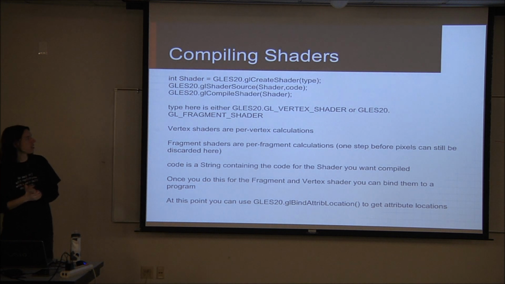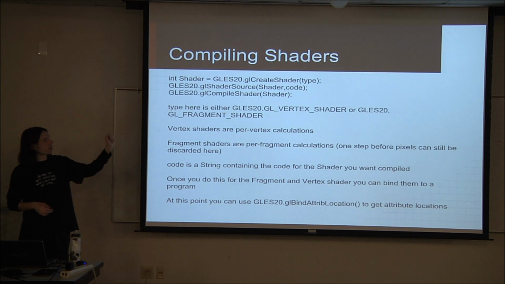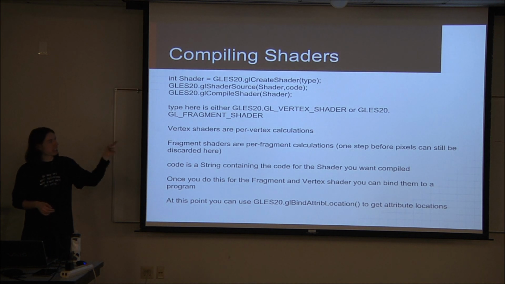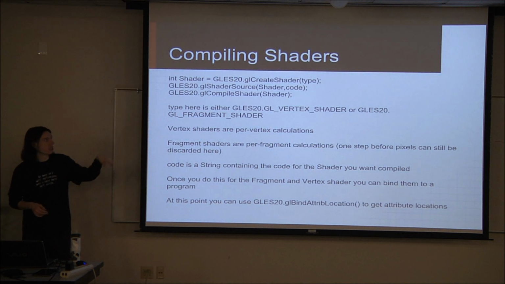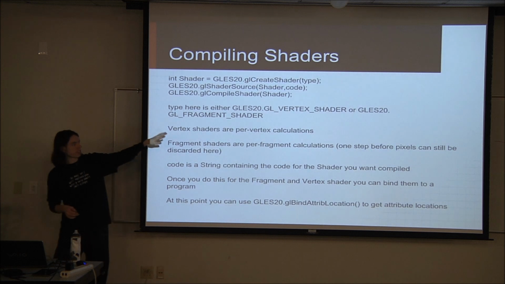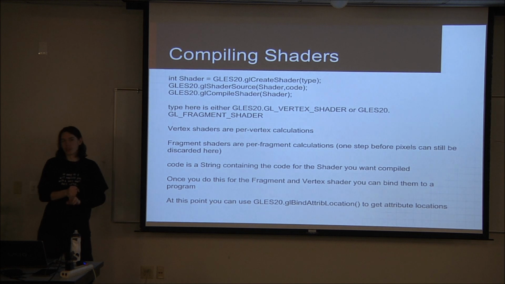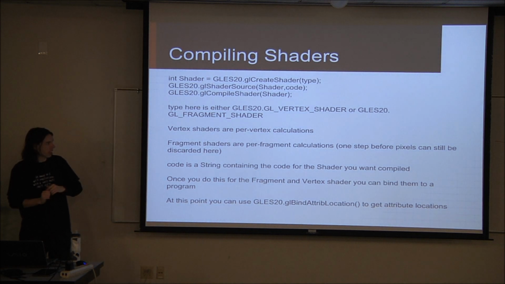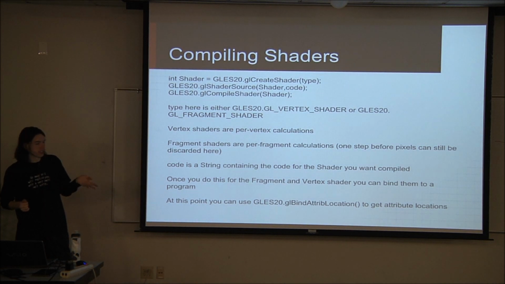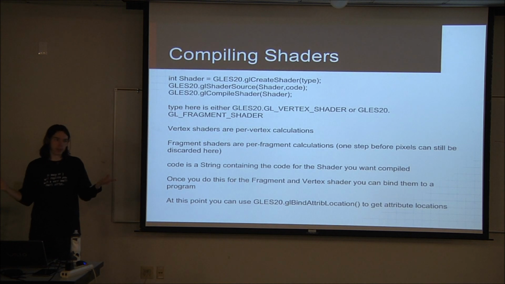As far as compiling shaders go, it's the exact same stuff as on the desktop. Create a shader, give it a source, and compile that. It's either a GL vertex shader or fragment shader. So either something that works per pixel or something that works per vertex. The code is just a string containing the entirety of your code.